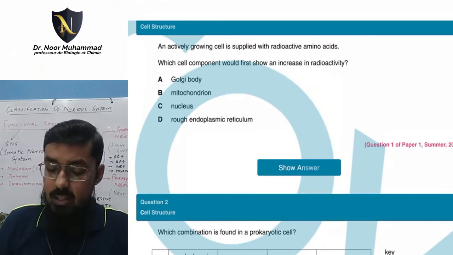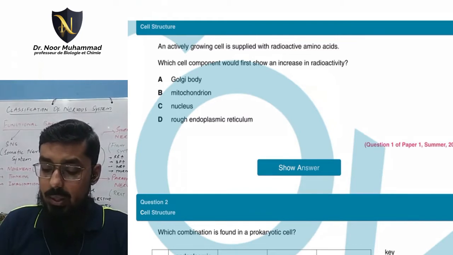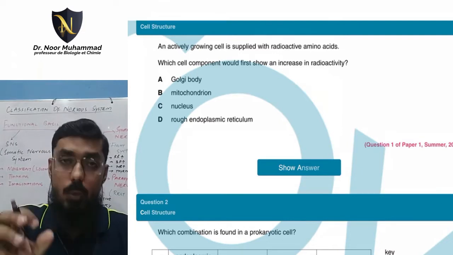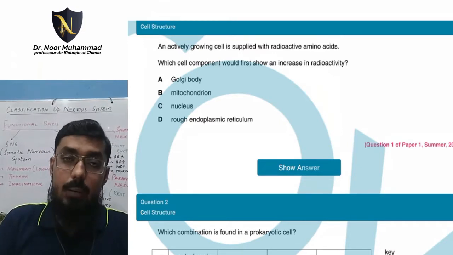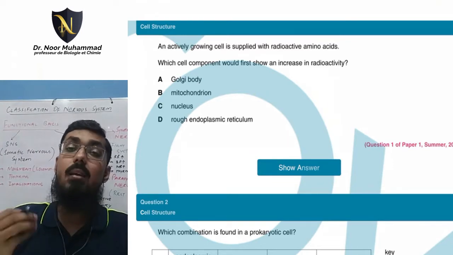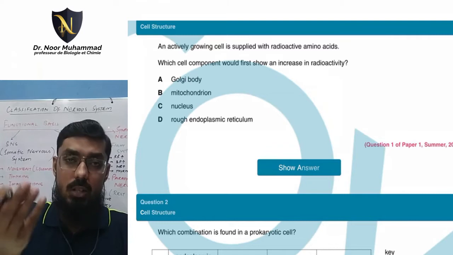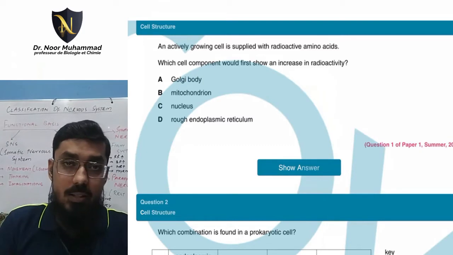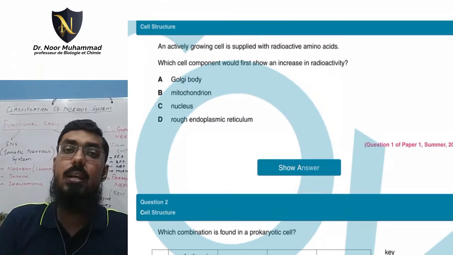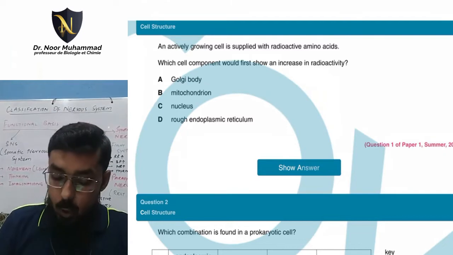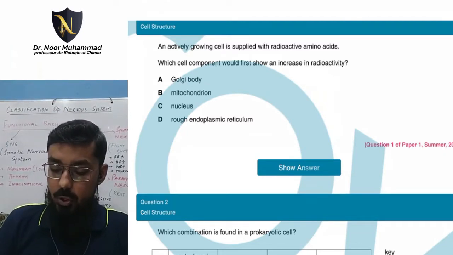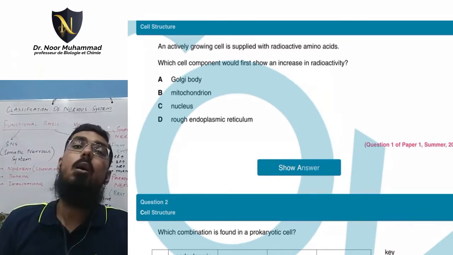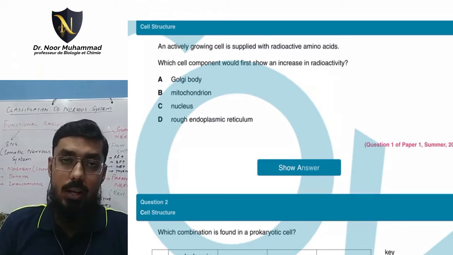तो the first question here is, an actively growing cell is supplied with radioactive amino acid. A cell is growing actively and it is supplied with amino acids because they are needed for making proteins. But the amino acids here which are supplied are radioactive, यानी कि वो radioactive radiations emit कर रहे हैं. अब देखें, radioactivity के बारे में आपने कुछ भी नहीं पढ़ा है चैप्टर में, but यहाँ पर radioactivity is not the concern. Concern is that amino acids are given to the growing cell. So अब सवाल क्या है, which cell component would first show an increase in radioactivity? कौन सा component होगा इनमें से जो पहले radioactivity के signs show करेगा?